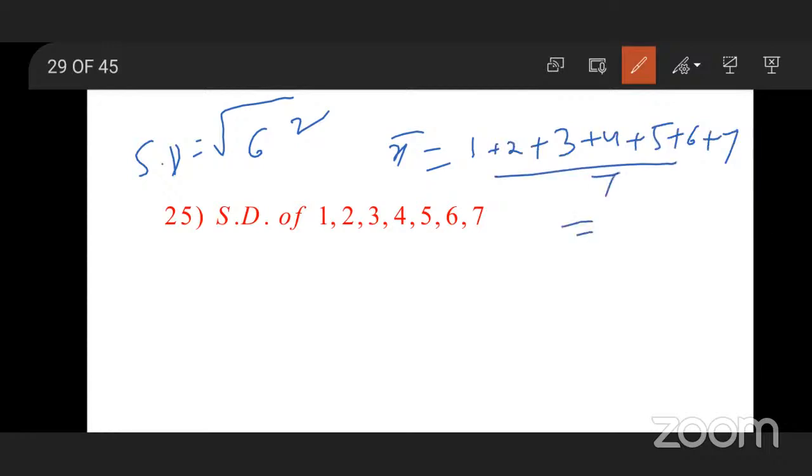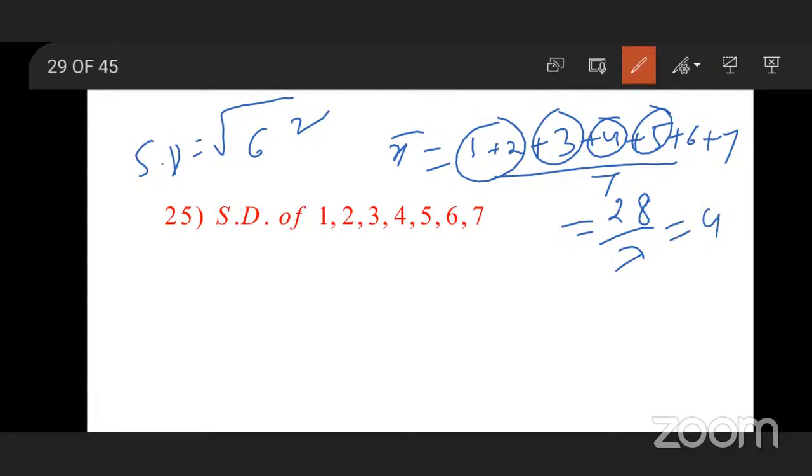What is the sum? 3 plus 3, 6. 6 plus 4, 10. 10 plus 5, 15. 15 plus 6, 21. 21 plus 7, 28. 28 by 7 is equal to only 4.